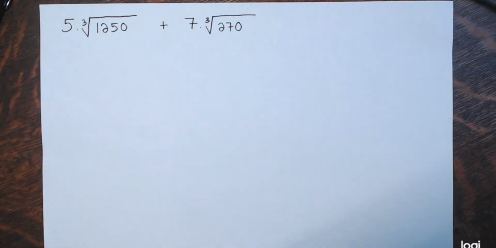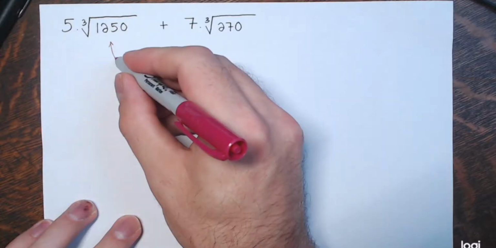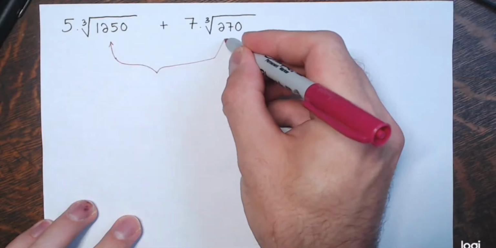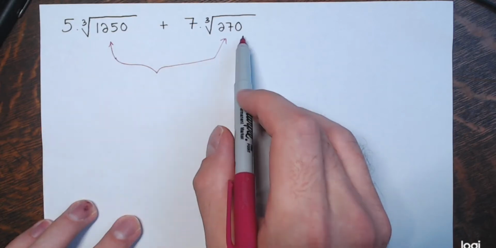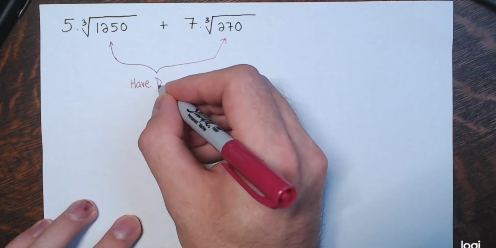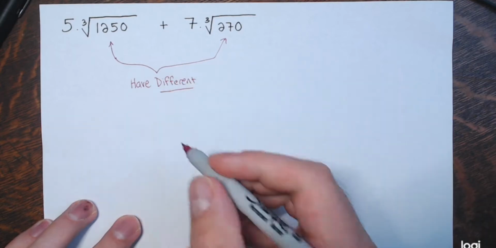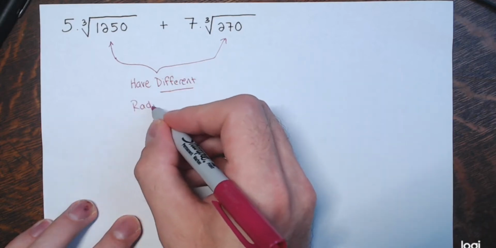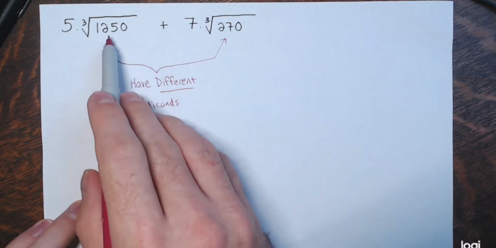Now, we're talking about adding and subtracting radical expressions here. Notice that both these roots, the cube root of 1250 and the cube root of 270, have different radicands. And remember, the radicand is just the expression that's inside the symbol, inside the square root.